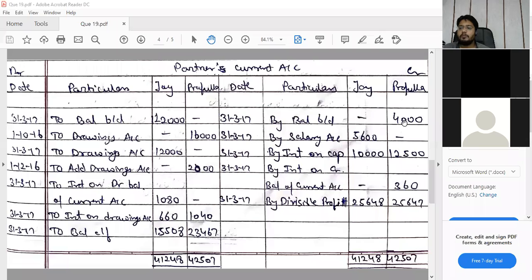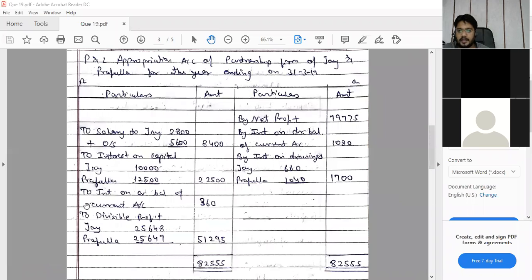Similarly, Prafulla is having credit balance, so write on the credit side of current account 31st March 17, by interest on credit balance of current account, 9% of 4,000, 360. One effect credit, second effect appropriation debit. So write on the debit side to interest on credit balance of current account of Prafulla 360. Right?